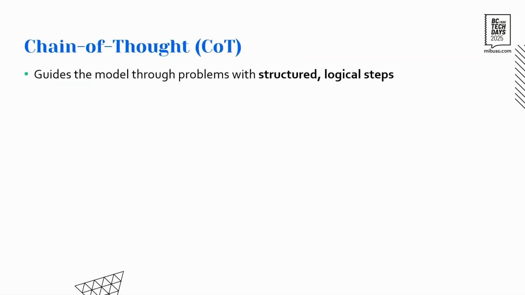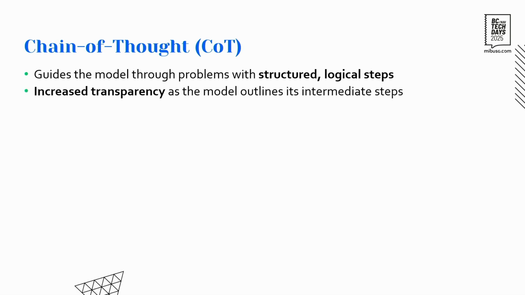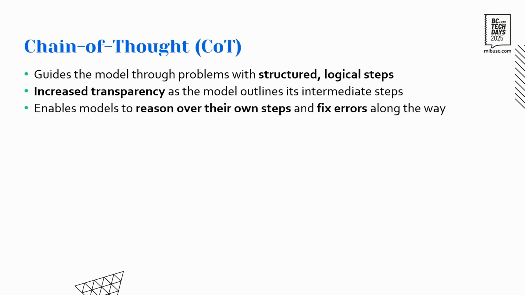Yes, so chain of thought helps guide the model through problems with structured logical steps. It can help you increase transparency because you can see the reasoning behind it before it actually gives you the output. Now, this doesn't work for the OpenAI models because they do generate the reasoning tokens, but they do not give you those reasoning tokens. If you play around with, say, DeepSeek or Gemini, you would be able to see what these reasoning tokens look like. This enables models to reason over their own steps and possibly even fix errors along the way.